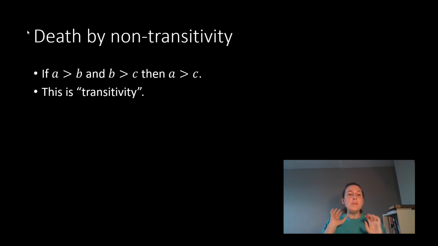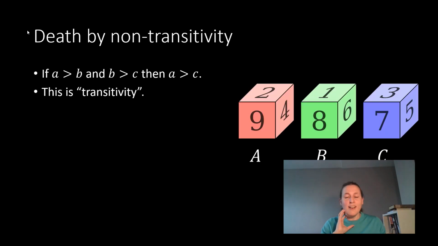So in normal life, if we're comparing numbers, if A is bigger than B and B is bigger than C, then that means that A must be bigger than C. If I'm taller than you, not very likely, and you're taller than Bob, then I must be taller than Bob. This is transitivity. That's the idea of transitivity.